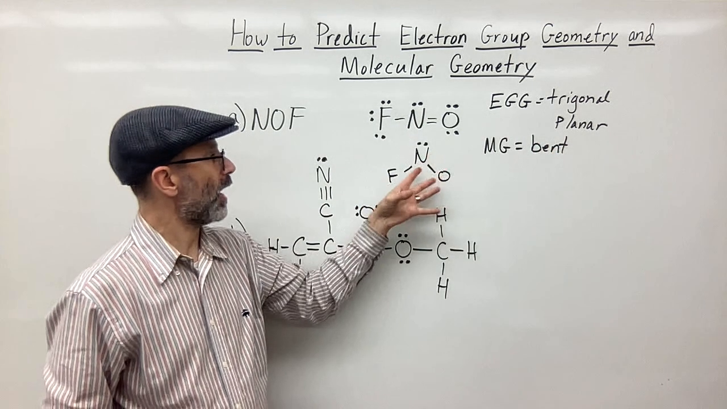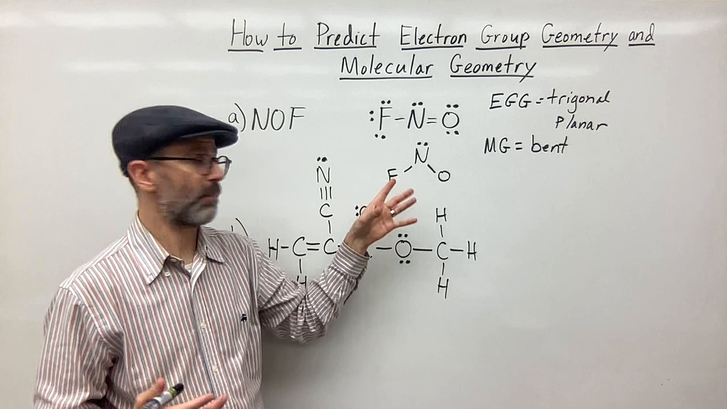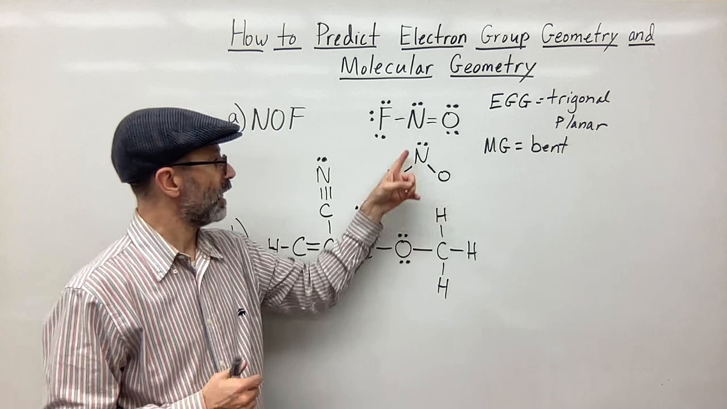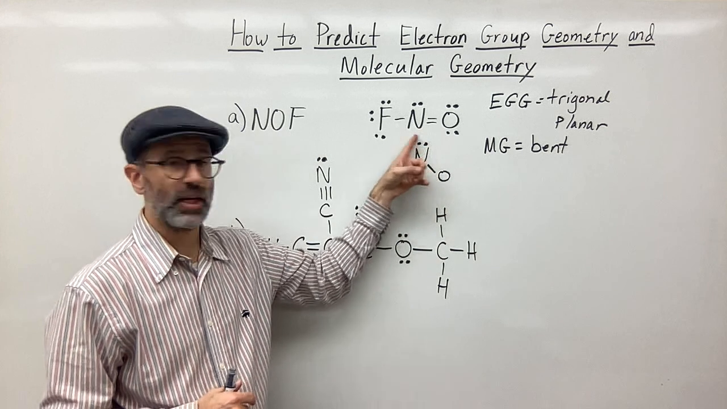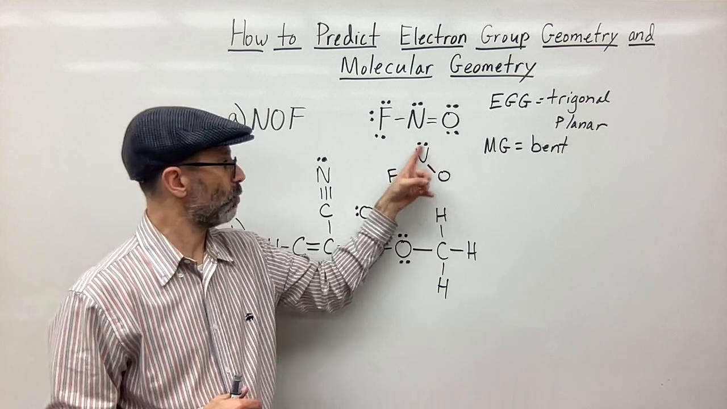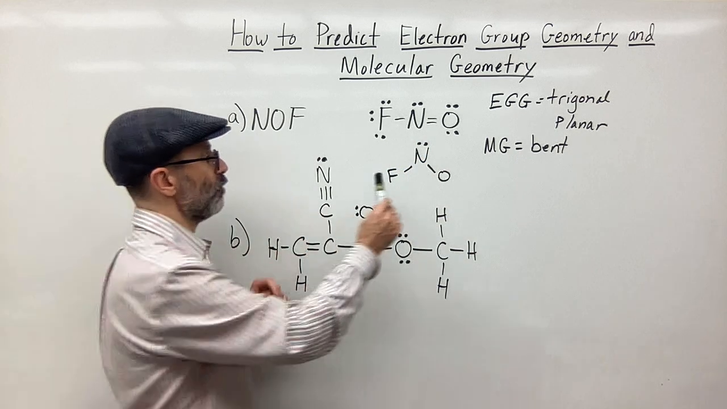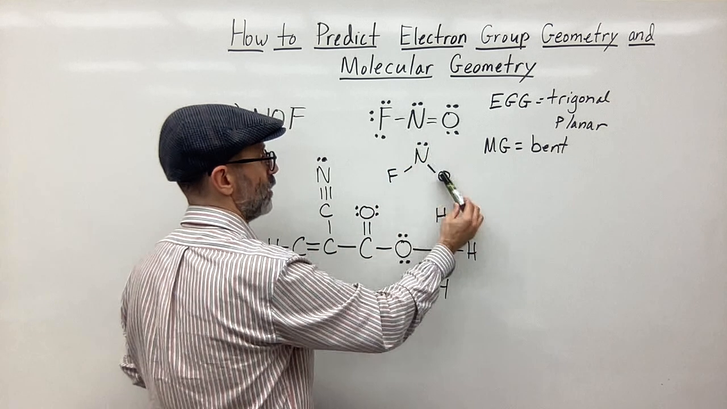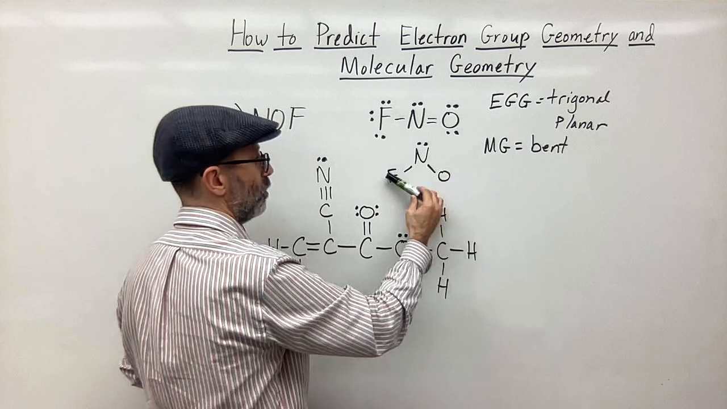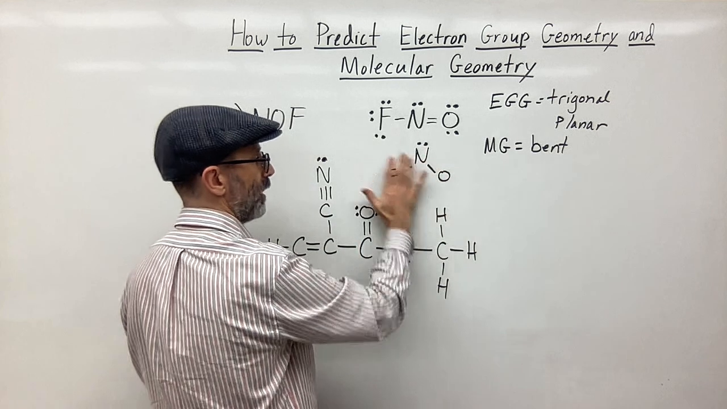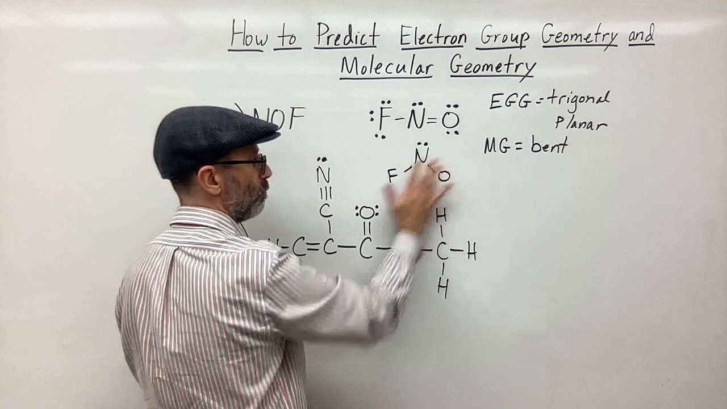So you can see why the electron group geometry is trigonal planar, because if you include the electrons, the lone pair here, as part of your geometry, then you can see that there is a trigonal planar. It's a triangle, and it's all in the same plane of the board. That's why we call it trigonal planar.